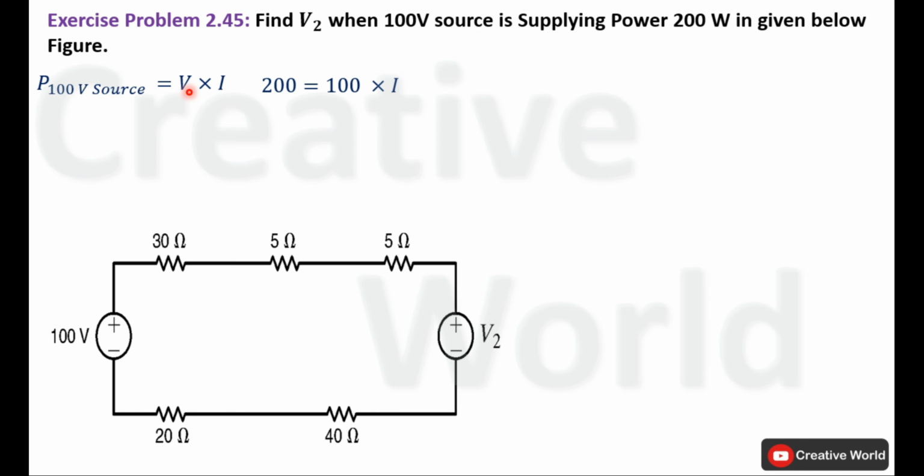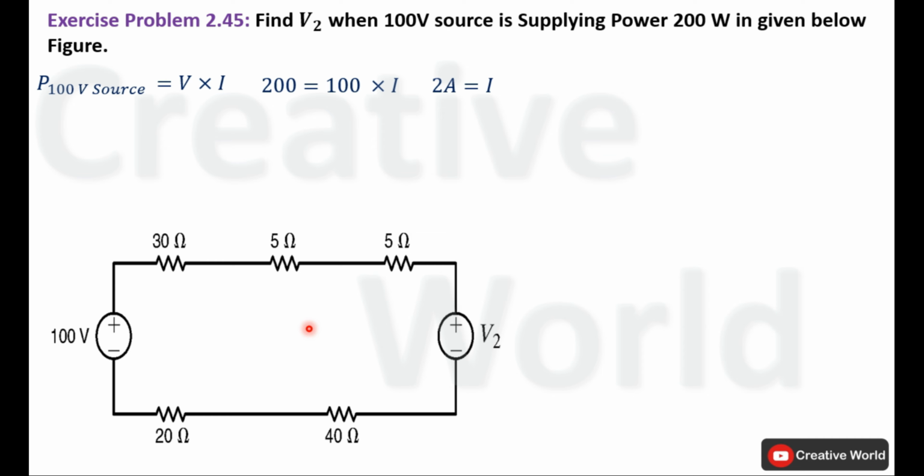Replace power and voltage with their values. Power is 200 watt and voltage is 100 volt. Now divide on both sides by 100 to calculate the value of current I, that will become 2 ampere. So 2 ampere current is flowing through this voltage source. Now we have to identify the direction of this 2 ampere current. We know that in order to supply power from this voltage source, the current should leave from the positive terminal and enter the negative terminal. So the direction of current will be clockwise.